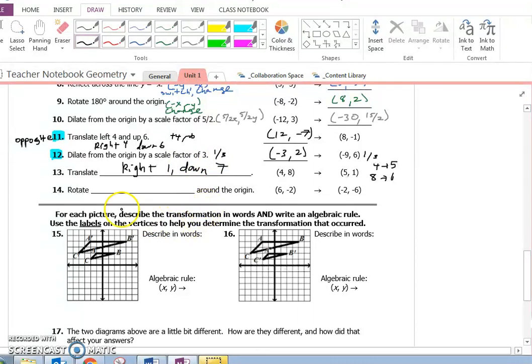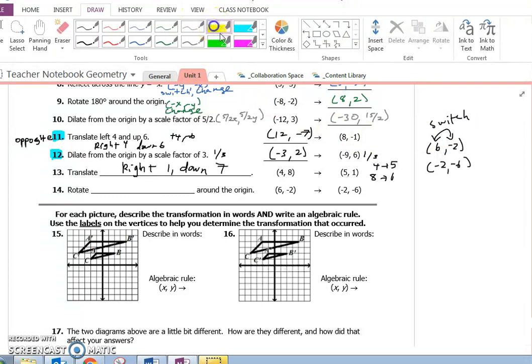Alright, and then finally, this one asks about rotating. So you need to figure out, okay, how do I go from, right, I started at 6, negative 2. How did I end up at 2, negative 6? Well, to me, it's pretty clear they switch, right? They switch. And then my negative 2 stays the same, right? So my y stays the same. But what happens to my x?